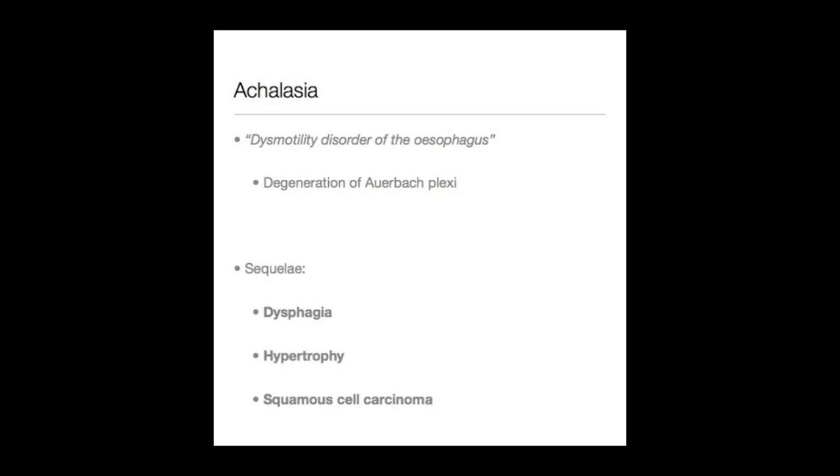Achalasia is a motility disorder of the esophagus in which the lower esophageal sphincter fails to relax in response to swallowing, and the smooth muscle of the esophageal wall fails to propagate the peristaltic wave successfully. In addition, there is usually hypertrophy, and the esophagus becomes dilated and filled with fluid and food. The cause is thought to be immune-mediated destruction of the myenteric plexus, and presentation is with a slowly progressive dysphagia to both liquids and solids.